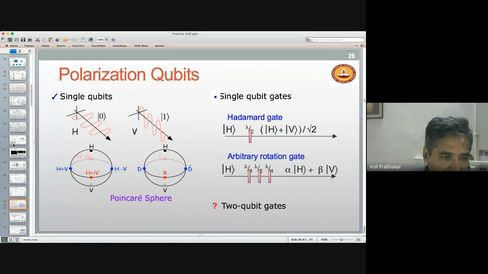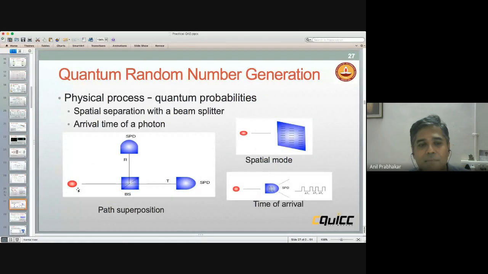A simple example, the first and simplest example, is that of a quantum random number generator, right? If I take a single photon and I hit it on a beam splitter, the Hanbury-Brown Twiss experiment would tell me that this single photon cannot hit both these detectors simultaneously. If it hits the first detector, I will call it a 0 bit. If it hits the second detector, I'll call it a 1 bit.